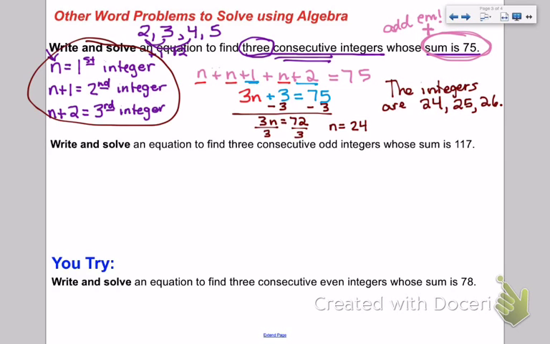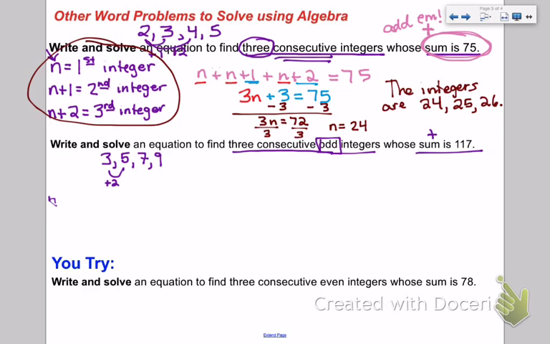So now let's look at the next one, and we have to be careful. We have to really read this one, because it says 3 consecutive odd integers whose sum is 117. So they're going to add them all. But this time we have odd integers, not just integers. So if I have the number 3, 3 is an odd number. The next odd number is 5, then 7, then 9. How do I get from 3 to 5? Well, I add 2. I add 2 every single time.